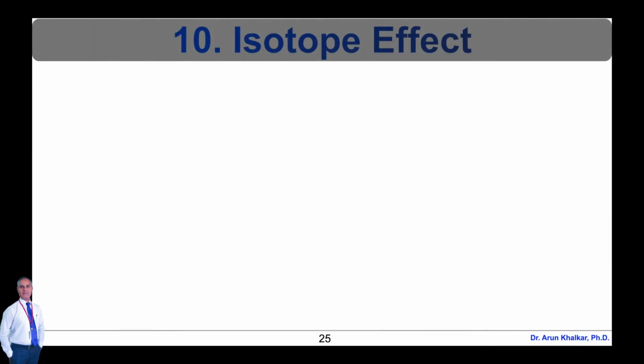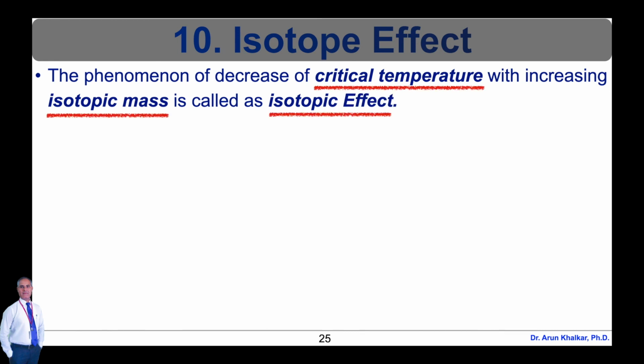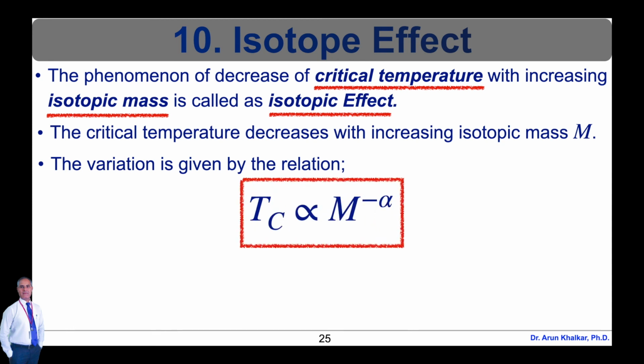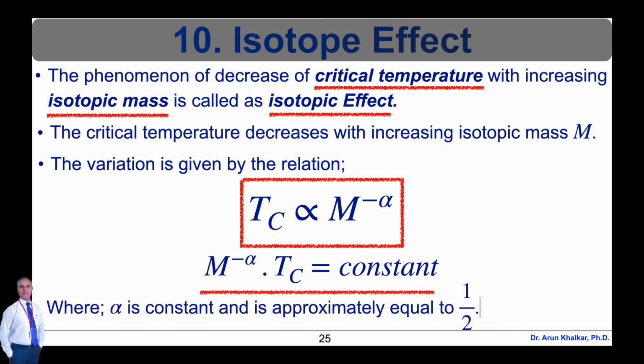Now let's see the last property of superconducting material, the isotope effect. The phenomenon of decrease of critical temperature with increasing isotopic mass is called the isotope effect. In 1950, C.A. Reynolds and E. Maxwell found that the critical temperature decreases with increasing isotopic mass M. The variation is given by the relation Tc is directly proportional to M^−α. Therefore, we can write M^α Tc = constant, where α is a constant and is approximately equal to half.